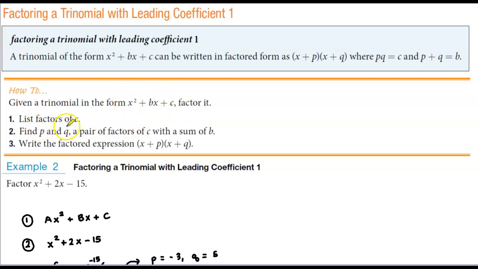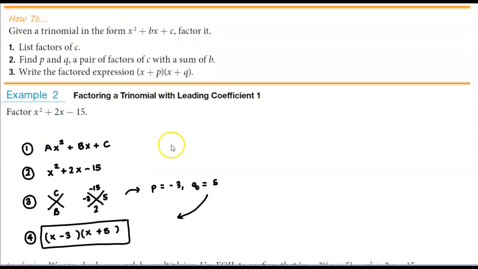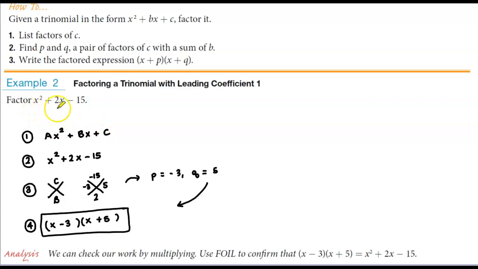We're going to list the factors of c, find p and q, which is a pair of factors of c with the sum of b, and then write the factored expression x plus p times x plus q. So in example number 2, we want to factor x squared plus 2x minus 15.